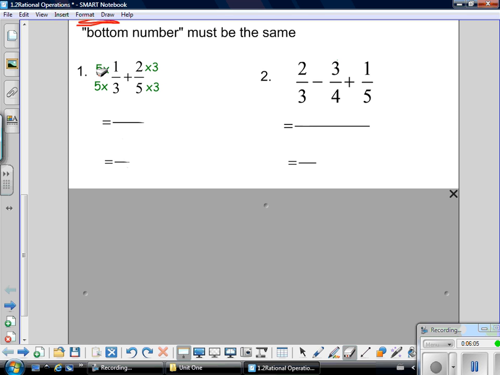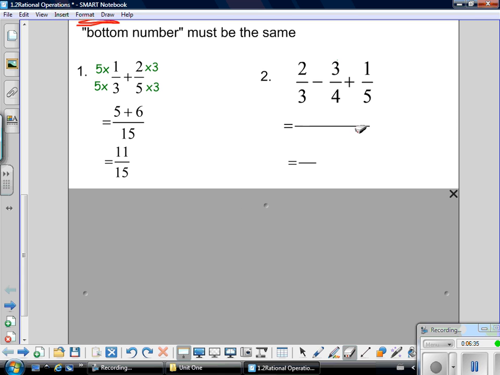And then my next step is 1 times 5, which is 5, plus 2 times 3, which is 6. On the bottom, in both cases, I have 15. Now what I can do is keep the 15 on the bottom and add the numerators. So 5 plus 6 is 11. Okay, and that is in reduced lowest form. I don't want you to change it to a decimal. It needs to be a fraction.